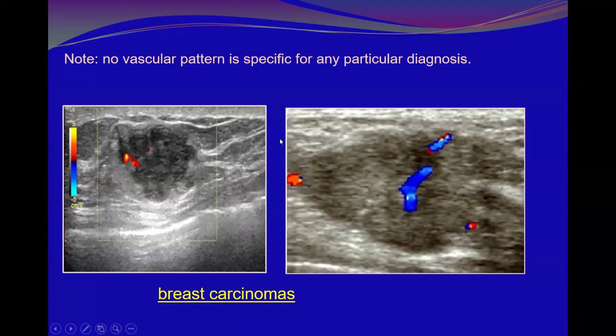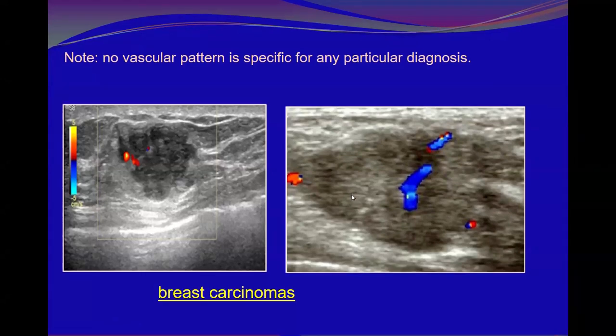This is a breast cancer. Here it demonstrates rim, minimal vascularity in rim. The other one demonstrates minimal vascularity, moderate vascularity, rim, as well as intralesional vascularity. So here we can see two patterns. Here it is hypovascular, and this is moderate vascularity.